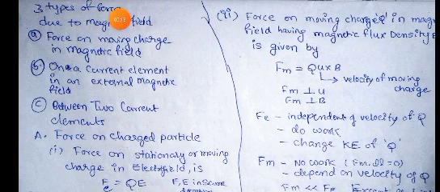So there are three types of forces due to the magnetic field. First one is force on moving charge in magnetic field, second one is force on current element in external magnetic field, and third one is forces between two current elements. Now coming to the first one, forces on charged particle.